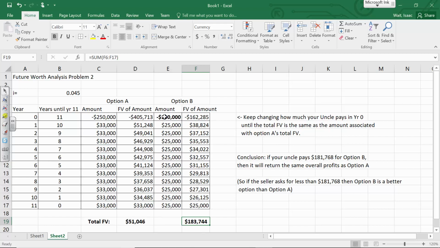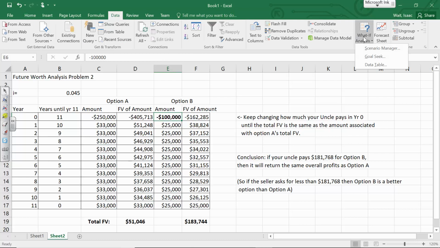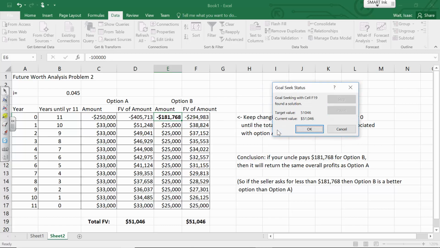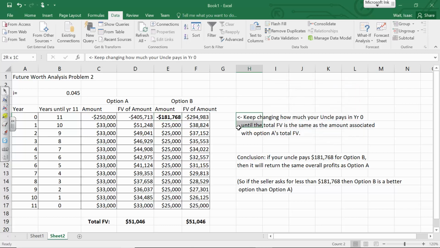So the question was kind of like a goal-seek type thing. We're trying to find out how much they should charge in order to make the two options equal. And so that way is Data, What-If Analysis, Goal Seek, and our goal is to set this cell equal to the amount we already know, 51,046, by changing the purchase price, and it will keep playing around with lots of different numbers there. All right, 181,768.